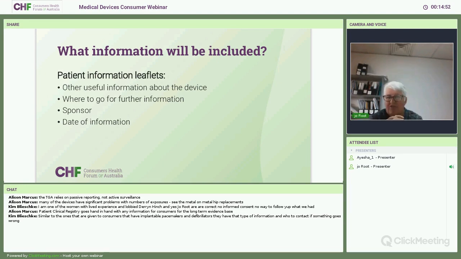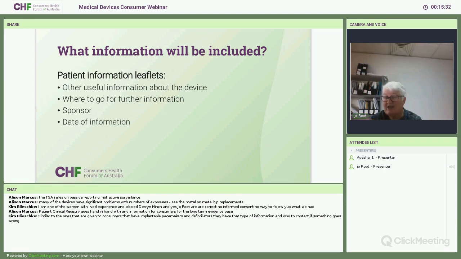And you'll see that other information that we want is other useful information: where to go for further information, who the manufacturer or sponsor is, and the date of the information, because consumer medicines information leaflets are constantly being updated as new evidence comes in, as perhaps a manufacturer gets more feedback, or the TGA gets more feedback that there are adverse events, then they get updated. And so we want to make sure that this is an updated document, that it has the latest information.